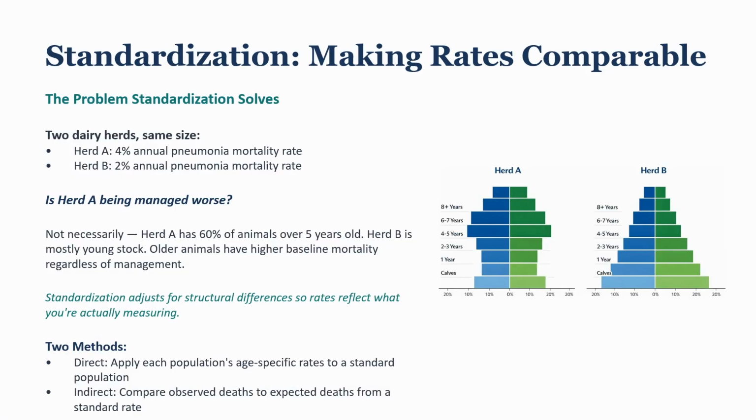Standardization is the technique we use when we want to compare rates between populations that have different underlying structures, different age distributions, different sex ratios, different compositions of high and low risk animals. Without standardization, a comparison of crude rates between structurally different populations can be deeply misleading. Our dairy herd example illustrates this perfectly.